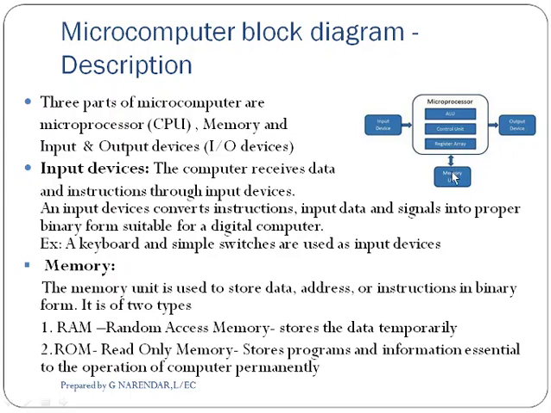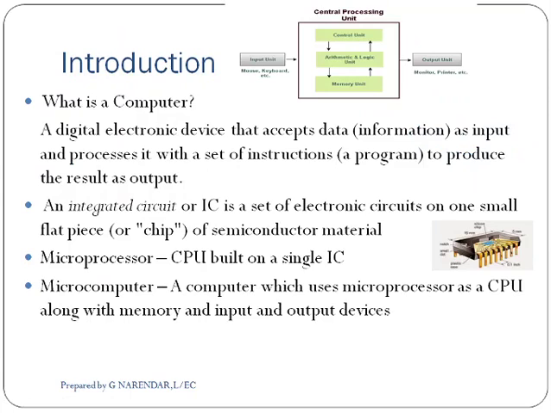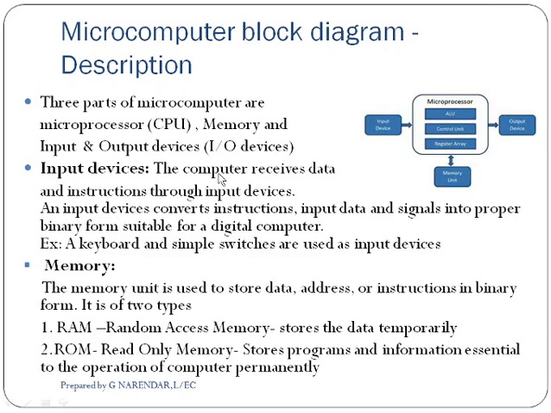And next we also have another block called the memory unit. So what are the various parts of your microcomputer? You can see that there are parts: your CPU or microprocessor, a memory unit, an input device, and an output device. And what is the function of each? I already gave you this information while explaining the block diagram of a normal computer, so I will repeat the things.